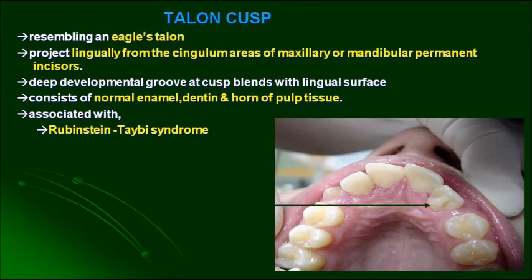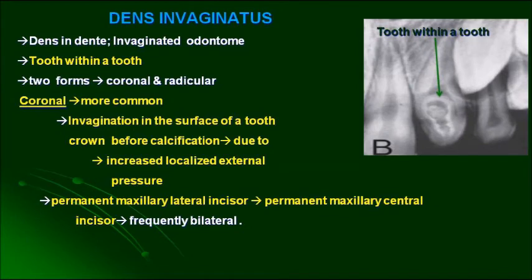And which is the associated syndrome? That is very important. Talon's cusp is associated with Rubinstein-Taybi syndrome. So just remember Taybi, talon. So TT, remember those two alphabets. Rubinstein-Taybi syndrome is associated with talon's cusp. Clear?